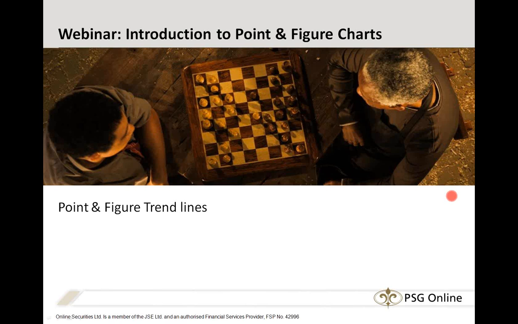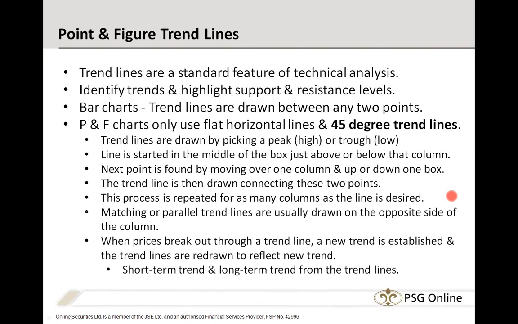Okay, so trend lines are useful in the sense that it's a tool that you use. It's a standard feature in most technical analysis. Obviously, it highlights the trends, but also highlights support and resistance levels. So in bar charts, you'll draw between 2 points. With point and figure charts, you're either going to use a flat horizontal line, which will be very short lines, or alternatively a 45-degree angle. Okay. If it's less than that or more than that, you ignore it. In the ideal situation, you look for a sustainable trend.